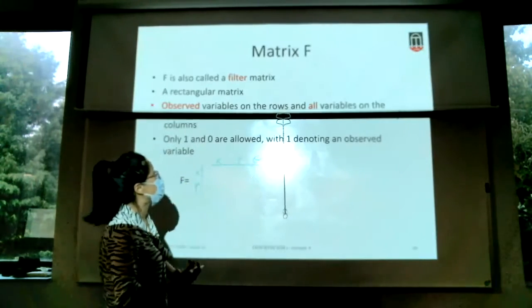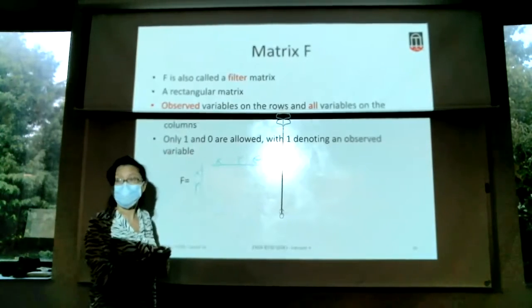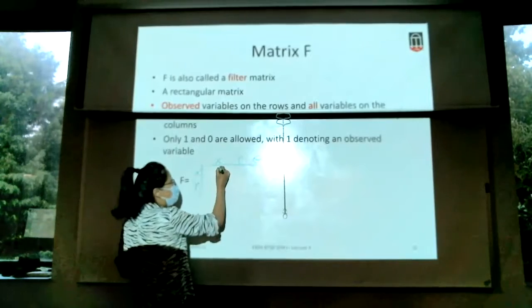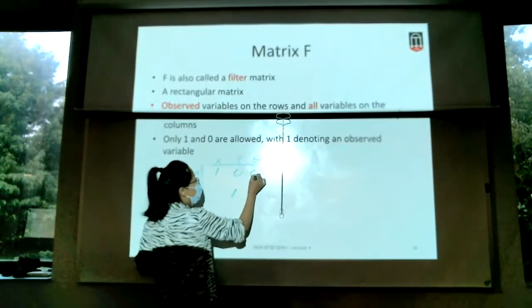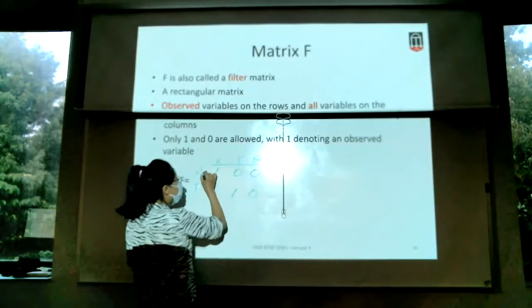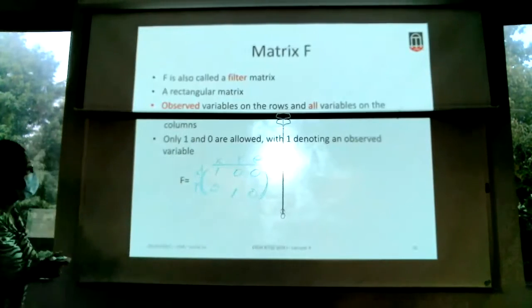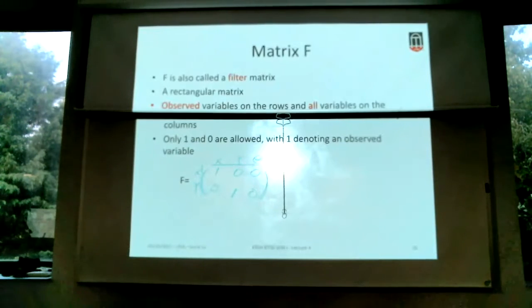A 1 denotes an observed variable. So anything with E inside it would be 0, and anything with X and Y matching is a 1. Here, X with X is 1, observed variable. Y with Y is 1, observed variable. All of these others are 0. Okay, this is the F matrix. F matrix done. That is our F done.